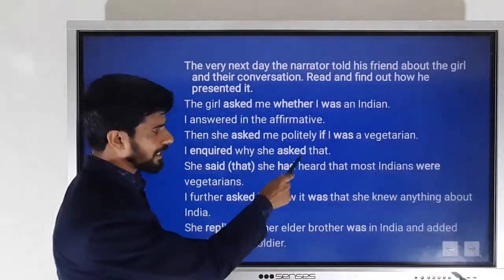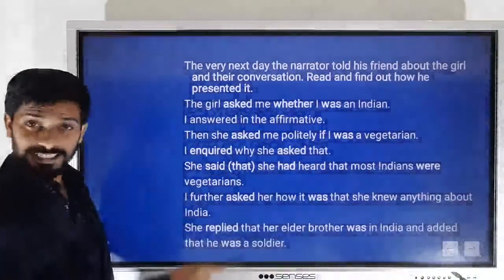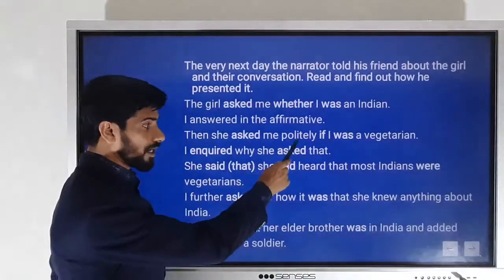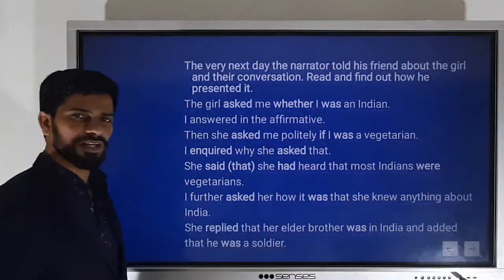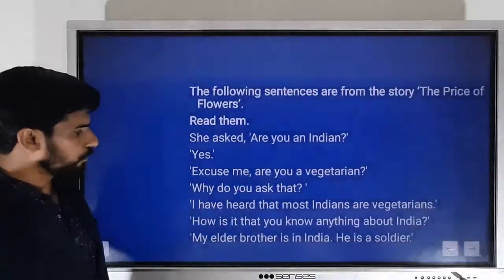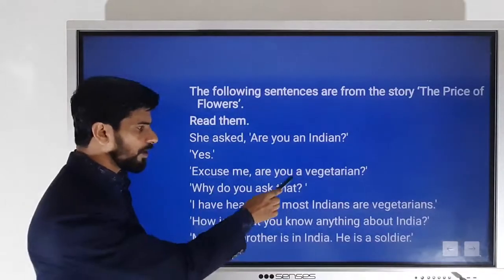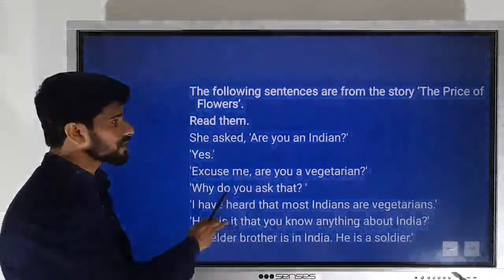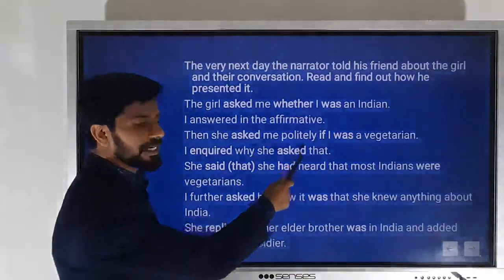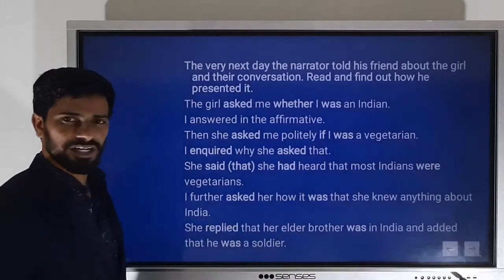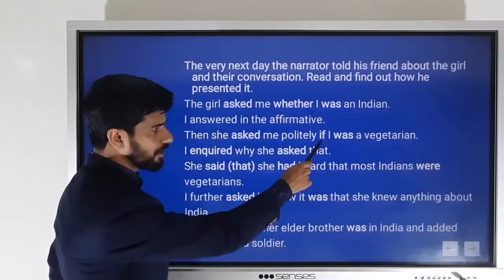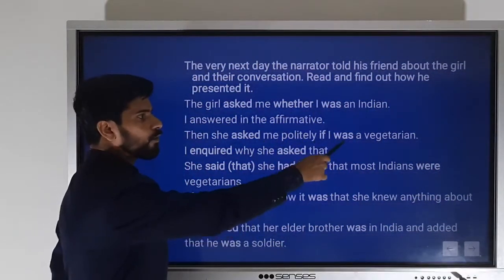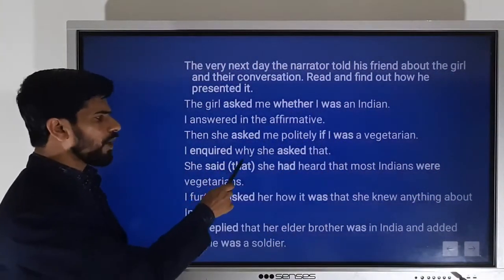Then she asked me politely if I was a vegetarian. The next question you remember, are you a vegetarian, right? And then she asked me politely if I was a vegetarian. So why does she say politely? Because excuse me, are you a vegetarian is her question. So instead of excuse me, he used politely, right? Then she asked me politely if I was a vegetarian, right? So here he used if, here he used whether. So anything can be used, if or whether. I was a vegetarian.